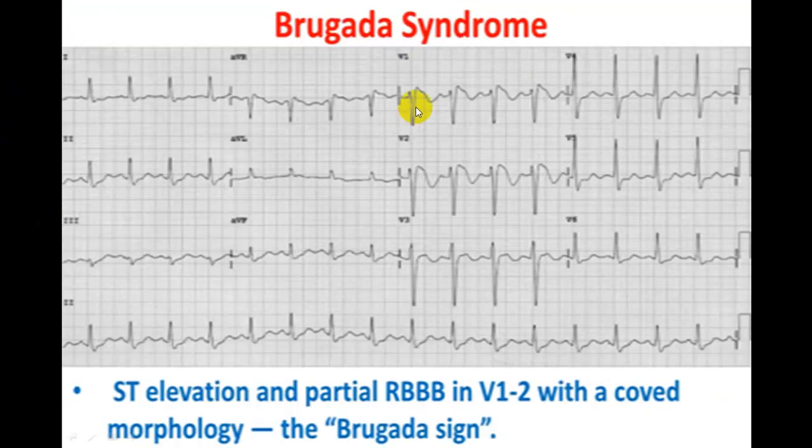In Brugada syndrome, in V1, V2, you will have a small R wave, S wave, followed by a coved ST segment. This is a coved ST segment. ST segment is suddenly downsloping with T wave inversion. We call it coved ST segment morphology. We call that the Brugada sign. And this appears like a right bundle branch block, RSR pattern. So this is the classical Brugada sign.